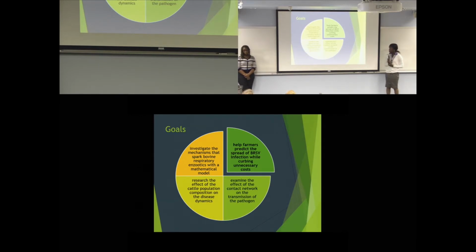In order to do that, we'll be investigating the mechanisms that spark bovine respiratory enzootics with a mathematical model. We're going to research the effect of cattle population composition on the disease dynamics, like how the infected, the maternally immune, and the exposed all come into play in the dynamics of this disease in a particular feedlot. We'll also examine the effect of the cattle network on the transmission of the pathogen. This is the role sociality plays in a feedlot.